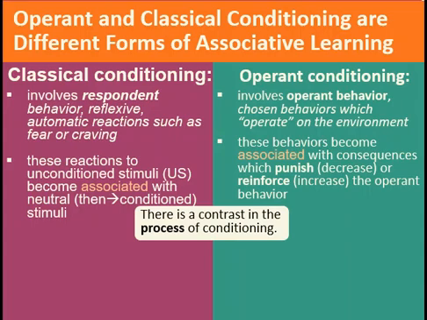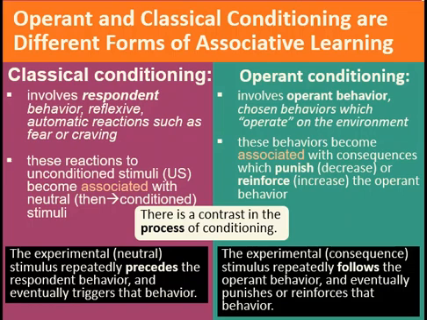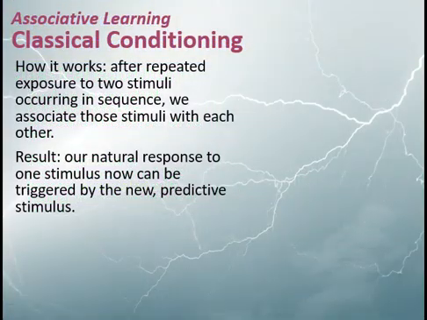There is a contrast in the process of conditioning. In classical conditioning, the experimental or neutral stimulus repeatedly precedes the respondent behavior and eventually triggers that behavior. In operant conditioning, the experimental consequent stimulus repeatedly follows the operant behavior and eventually punishes or reinforces that behavior. So let's look at an example.